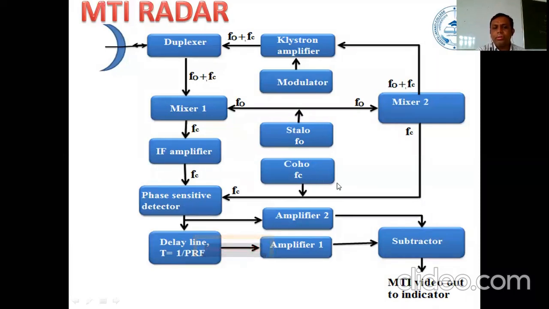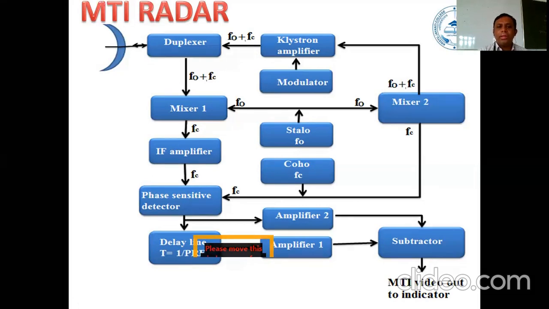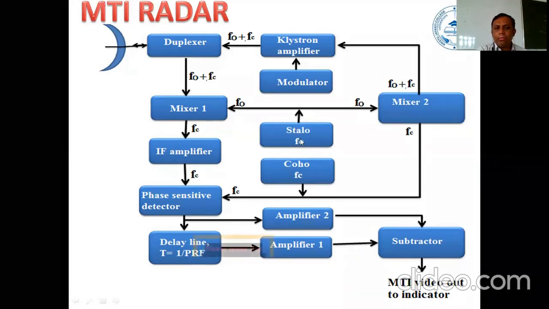So we have two oscillators: STALO, a stable local oscillator, and COHO, a coherent oscillator. Now we'll go through the working of this radar. The operation starts from the stable oscillator. It generates oscillation and produces the frequency F naught. Once the frequency is produced, it is given to two sections: one to mixer 2, the other to mixer 1.